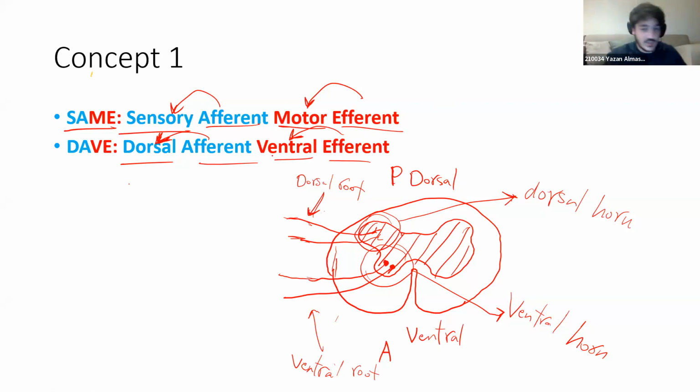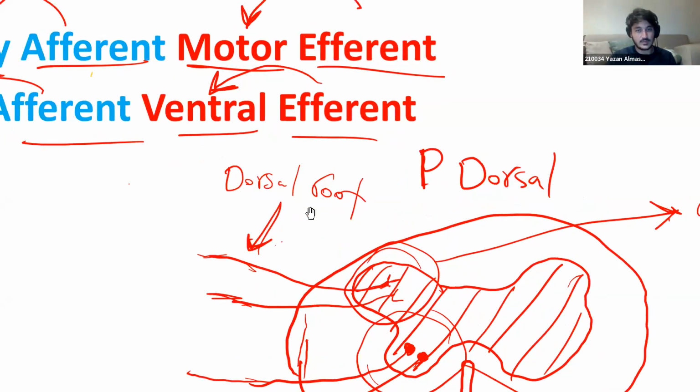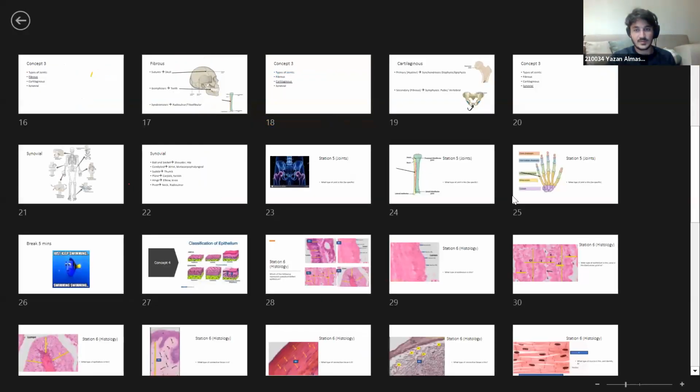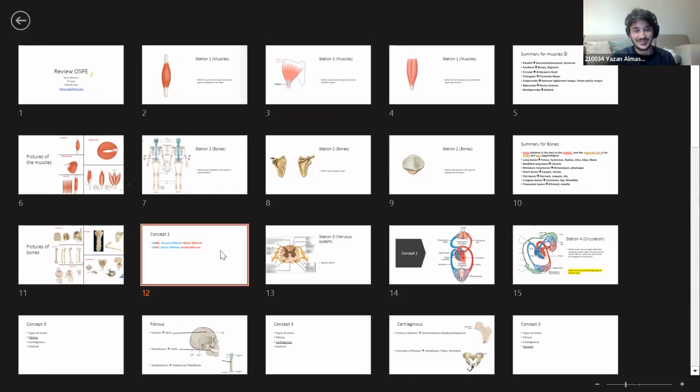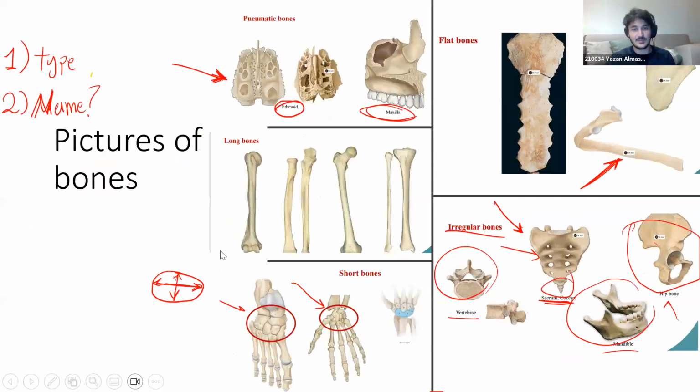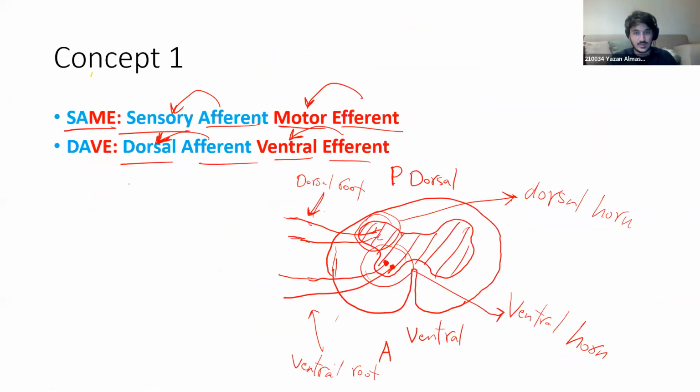Perfect. Okay. So this is from the mnemonic dorsal horn. What is it going to have? Sensory or motor? Remember, dorsal, afferent. So afferent, sensory. Okay. Now, dorsal root. I'm really sorry, I don't know what's happening. Okay. So dorsal root, it has only sensory. So we can say this is a sensory root. And ventral root, it has only motor, so we can say it's a motor root.